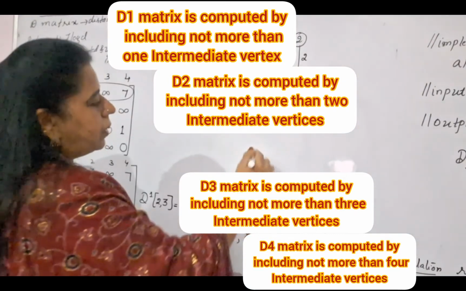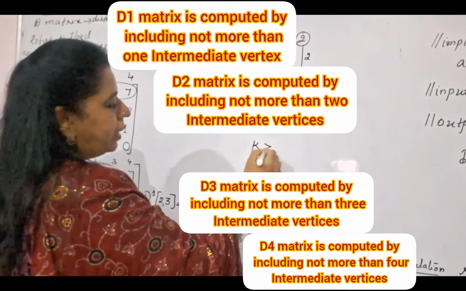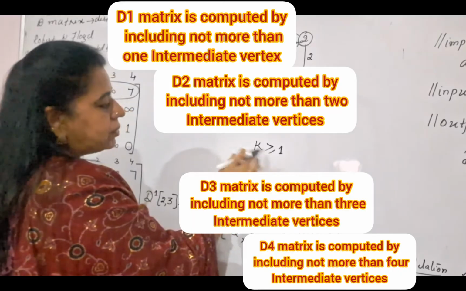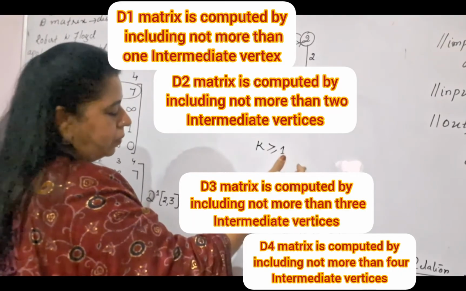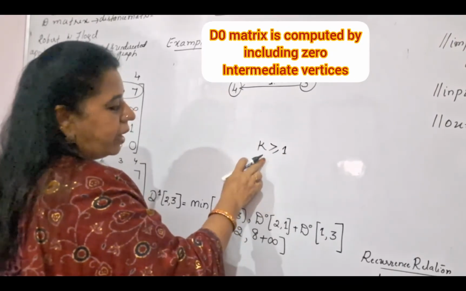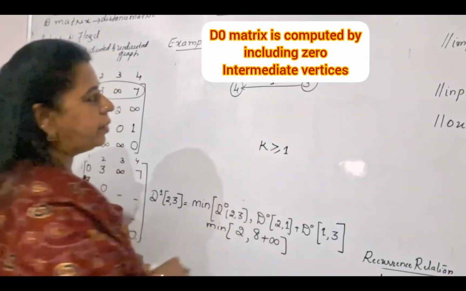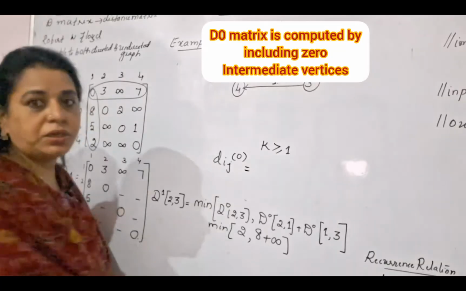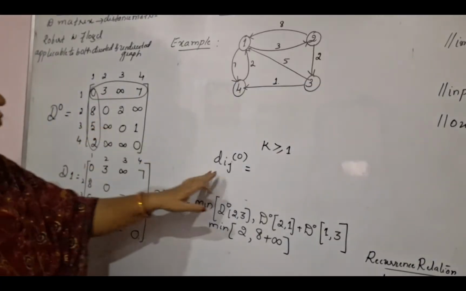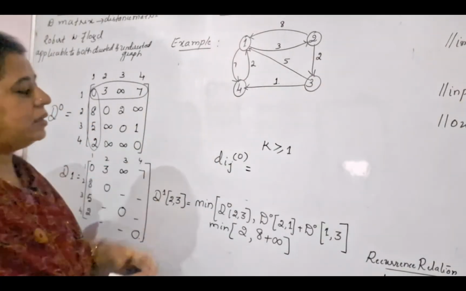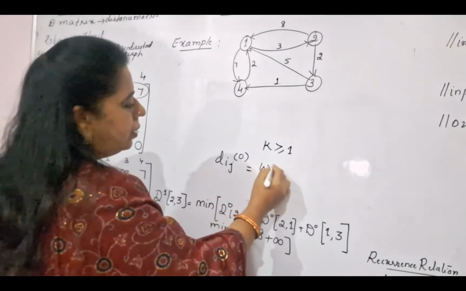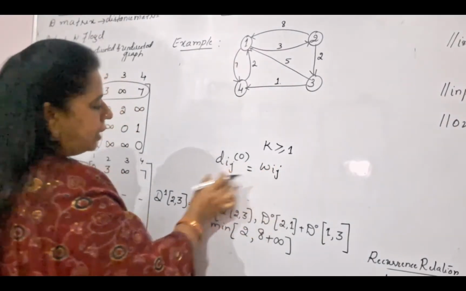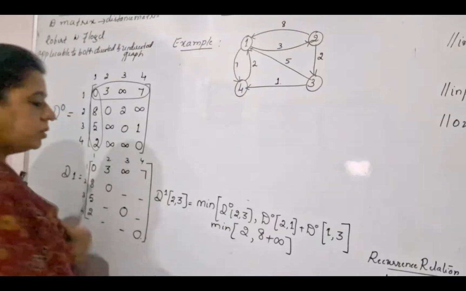So you apply this formula only in the case of k greater than or equal to 1, at least one intermediate vertex, not 0. In case k is equal to 0, that means there is no intermediate vertex, then it is simply d of ij of 0, that is the initial one. For the initial one you write as it is, whatever weights are given in the graph, w of ij will get assigned to this. This is what you have done here. So now let me continue.